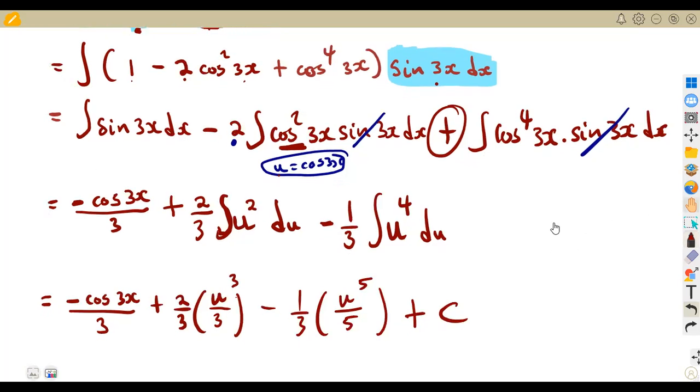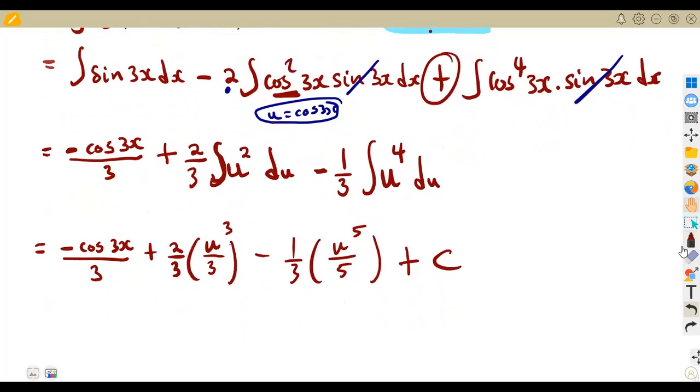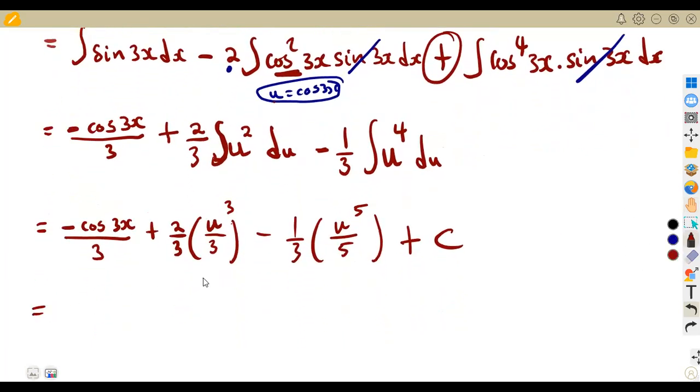All right, let us combine and see what you're going to have at the end. So this will be minus the cos of 3x, so this is minus cos 3x over 3. All right, plus, remember what u represents. U represents cos. So if you multiply the numerator, this and that is going to be 2 over 3 times 1 over 3, which is 2 over 9. 3 times this 9. But u is represented by cos 3x.